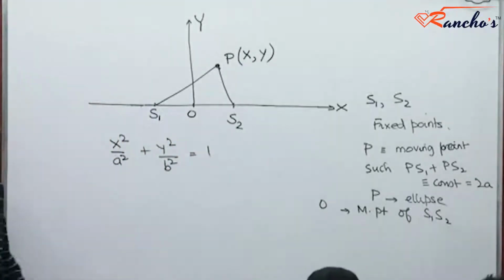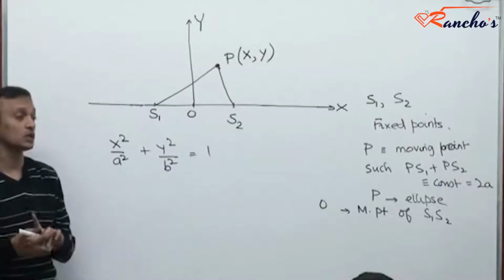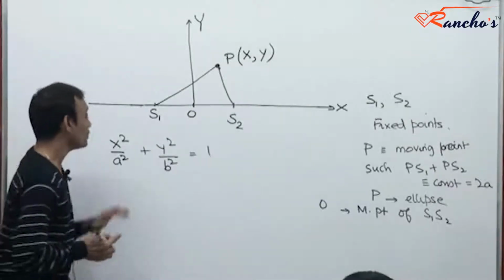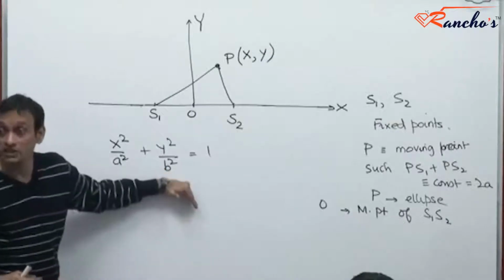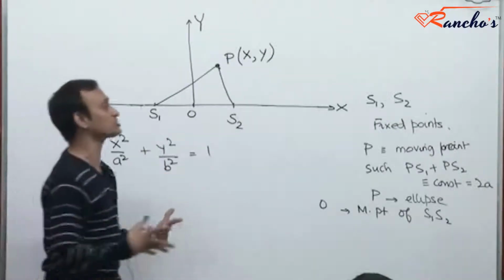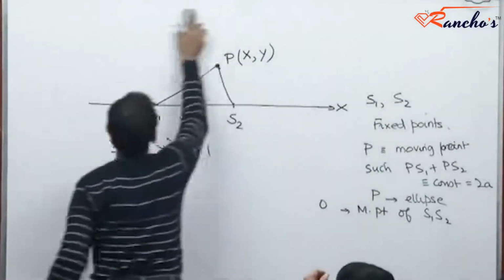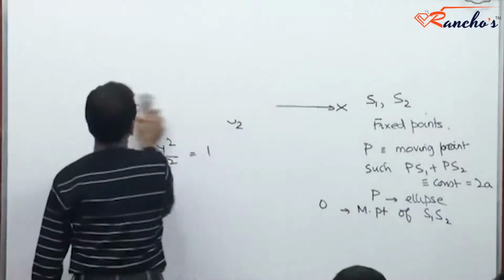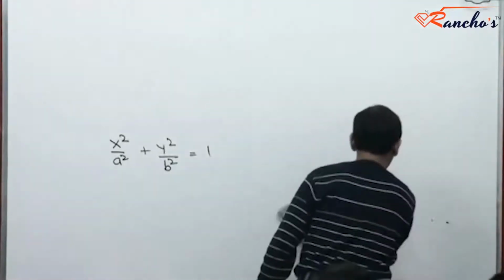x squared by a squared plus y squared by b squared equal to 1 would be the relationship between the x and y coordinates of this moving point, where a and b are constants for the ellipse. Now, what are these constants? Like I said, it'll be an incomplete crash course, but nevertheless good enough, at least for the requirements for gravitation.